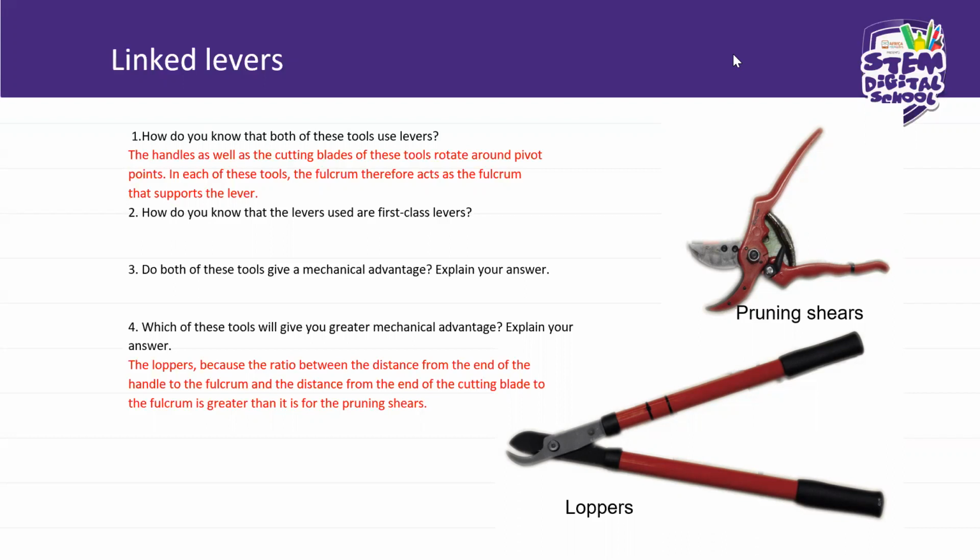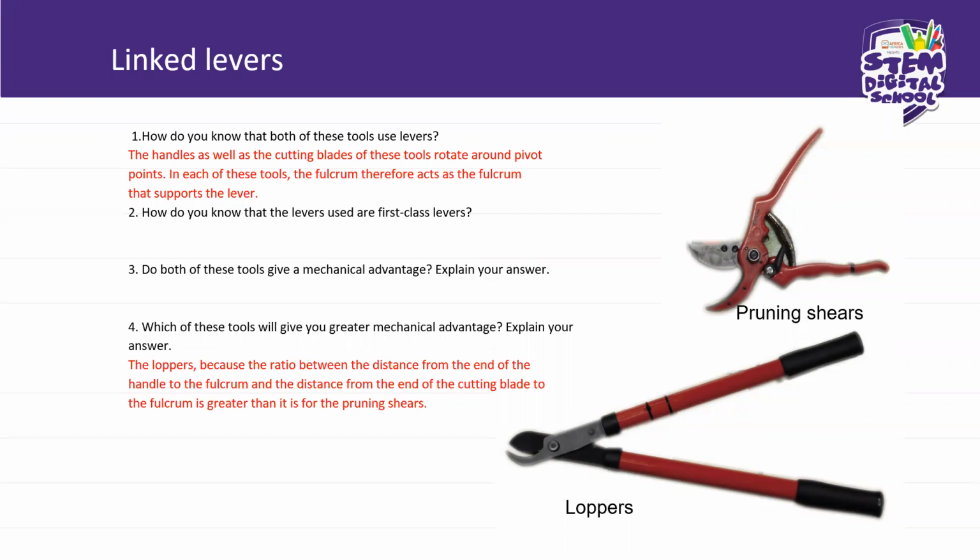Because of the fulcrum between the handles. Chetsa. I will give you, let me see, a quarter of a mark. I will give you a quarter of a mark. How do you identify first-class levers? Remember, I taught you the FLE, the FLE. Because the fulcrum is between the handles and the cutting blades.